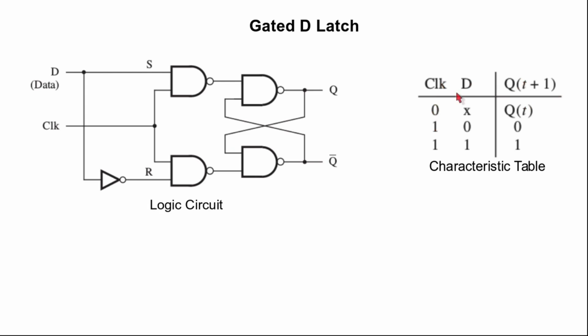But when clock input is 1 and D input is 0, your next state will be equal to 0. And when clock input is 1 and D input is 1, your next state will be equal to 1. So when clock is equal to 1, your next state will be exactly the same as the D input. So your circuit becomes transparent in the sense that when clock input is 1, whatever input you have at D, that will appear at Q. If D is 0, Q will be equal to 0. If D is 1, Q will be equal to 1.